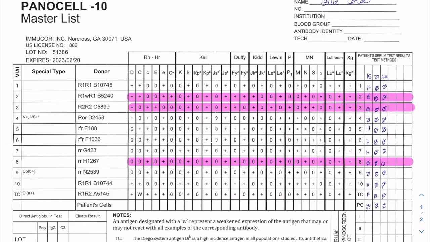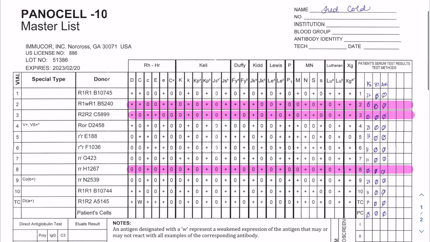Here we're going to look at another version of Mr. Fred Cold. So you can see we've performed a panel, and the big thing I want you to notice on this panel right now is that your patient control is negative. Okay, that's a good thing. The last one we were looking at was an auto warm, so it was reacting with all the cells. Our patient control was positive, and that creates its own issue. This one we have a negative patient control, which is good.